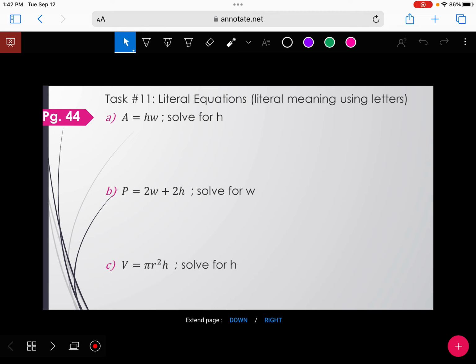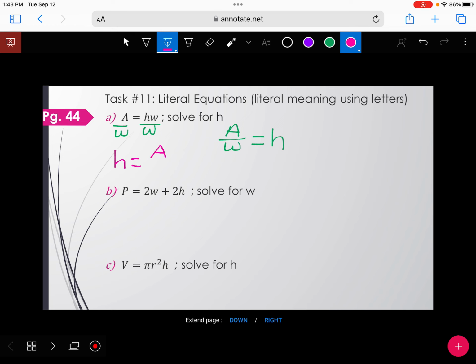Driving me nuts today. All right, so what we're going to do is we're going to try and get letters by themselves. So when it says solve for H, that means I want this to be an H equals. That is my whole goal. So what can we do to get H by itself here? Divide by W. So that gives us A over W equals H. And H is by itself, so we have our H equals.